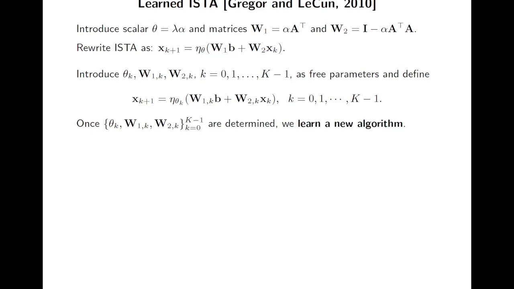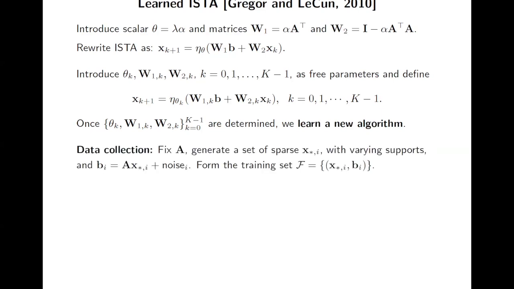And this is an example. What they do is learn it from data. In their experiments, they assume that A is fixed, and later I will show that A can be any A.